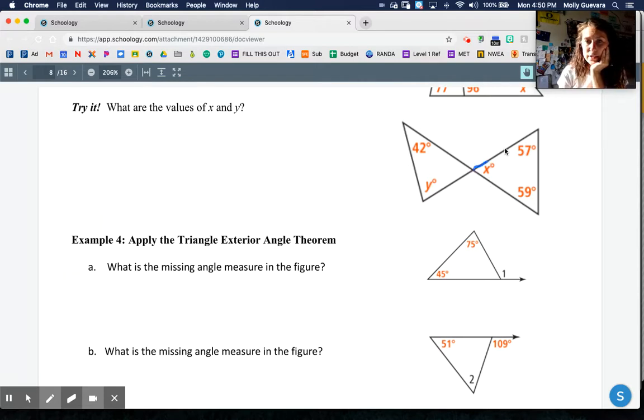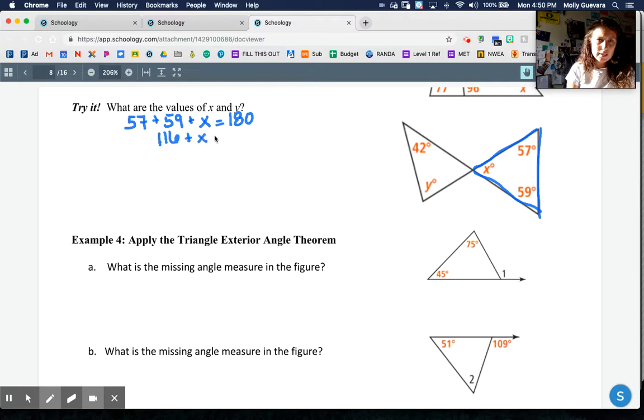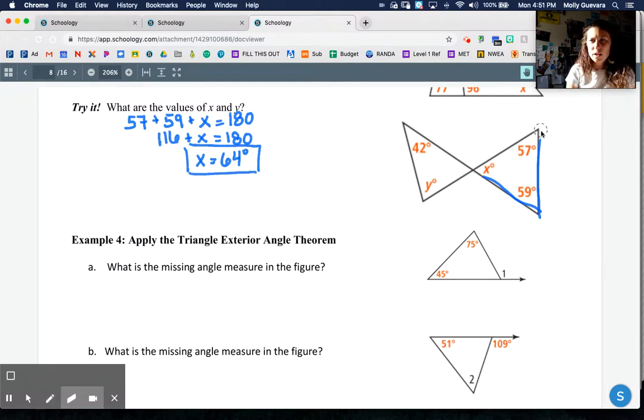So here I see a triangle. So I know that that adds to 180. So 57 plus 59 plus x equals 180. Okay, so 57 plus 59 is 116 plus x equals 180. Subtract 116, and I get x is 64 degrees. So x is 64.